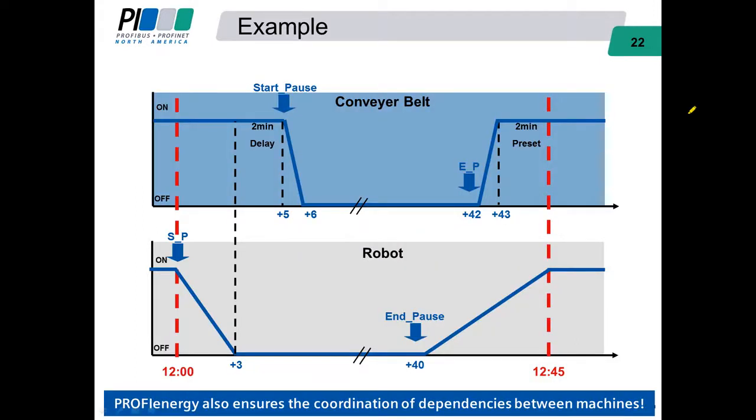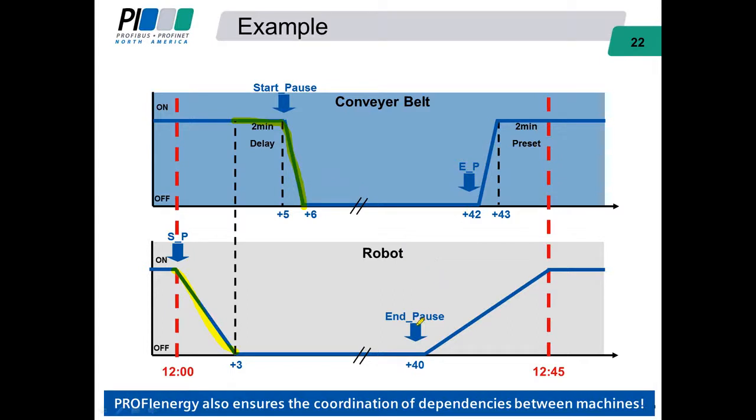So here's what the example plays out as. First of all, at the beginning of lunchtime, we start the shutdown of the robot, and it takes its 3 minutes. We then have to wait the 2 minutes for the conveyor belt before it can be shut off, and then it's 1 minute down to off.